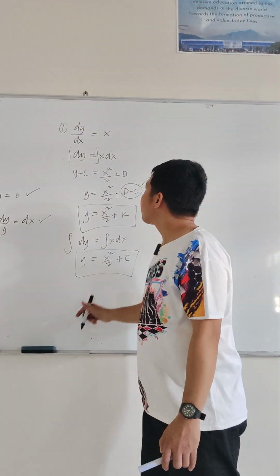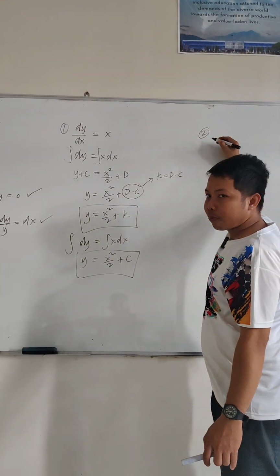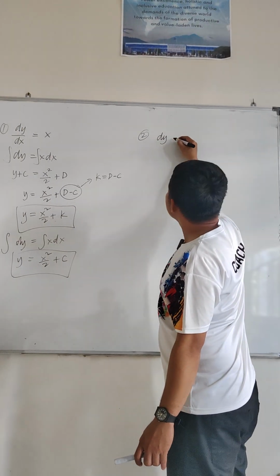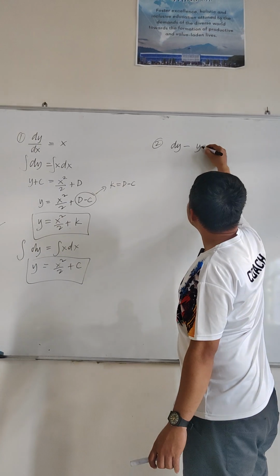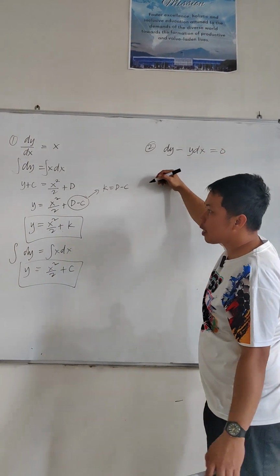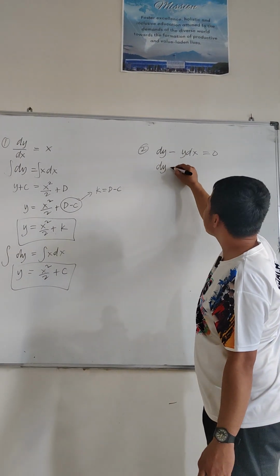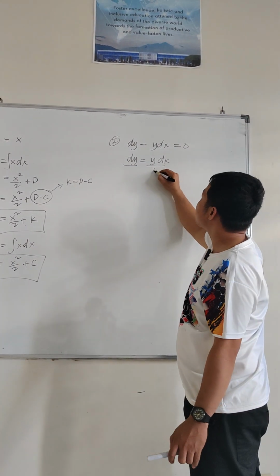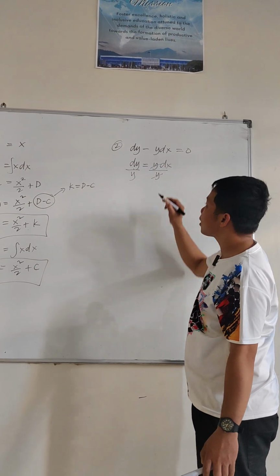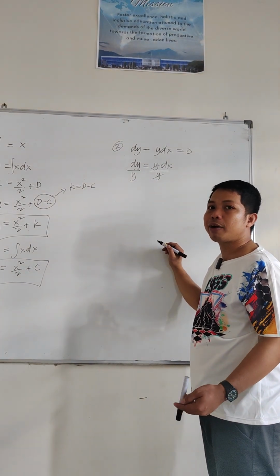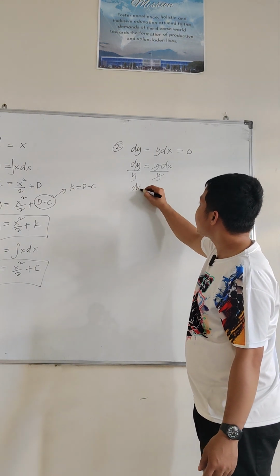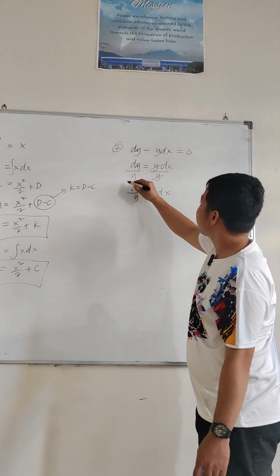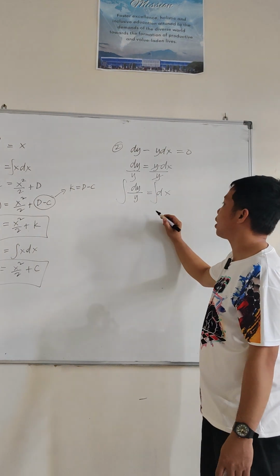So now, how about item number 2? So for item number 2, we have dy minus y dx is equal to 0. Kanina, na-separate na natin siya. dy is equal to y dx. So kailangan lang natin mag-divide tayo ng y both sides of the equation para ma-cancel out si y. So, ang kasama dapat ng y is yung dy. So, we have dy over y is equal to dx. So, separated na siya. So, integrating both sides of the equations, we have what?